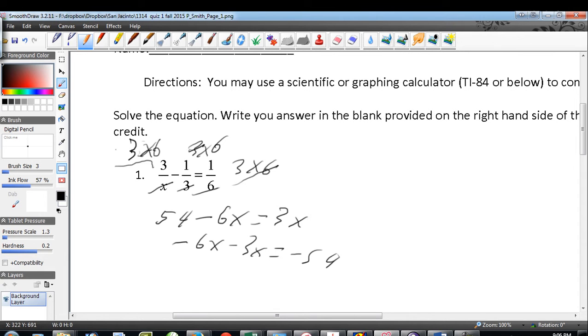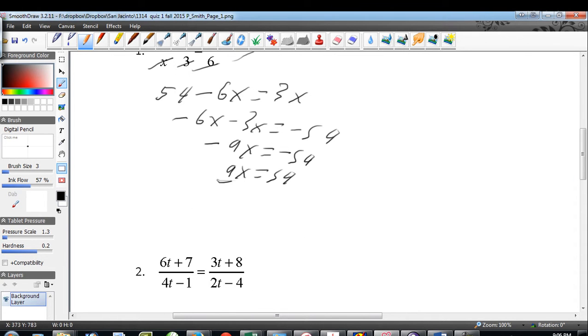Cross the bridge, change the sign. Minus 9x equals negative 54. I never divide by a negative sign because I worry about the inequality. Let me go over here and scroll down a little bit. And divide both sides by 9. X equals 6. No big deal for that one.